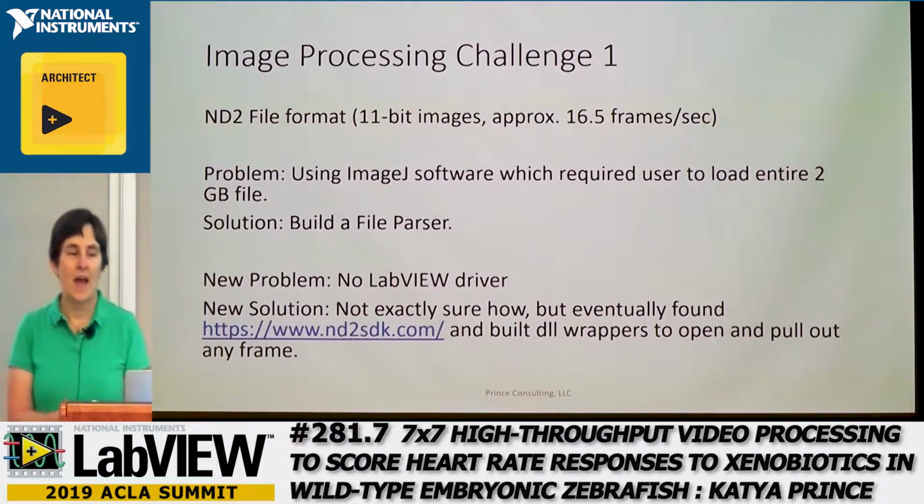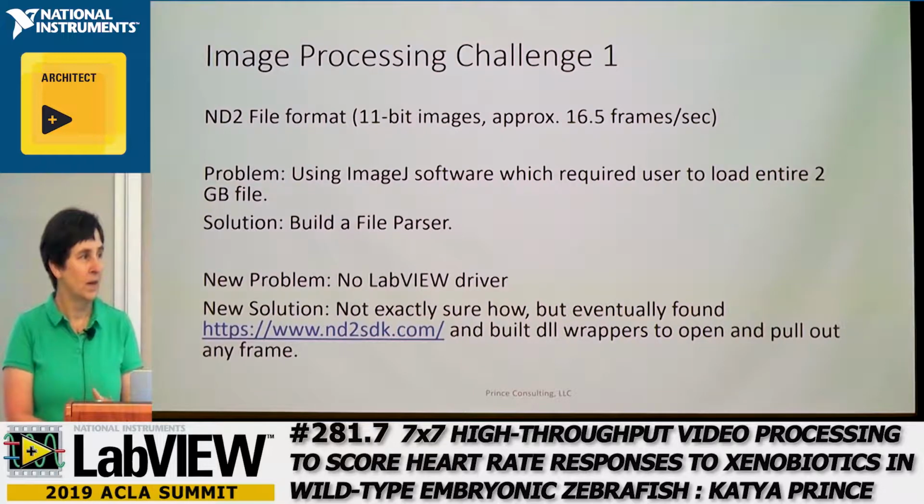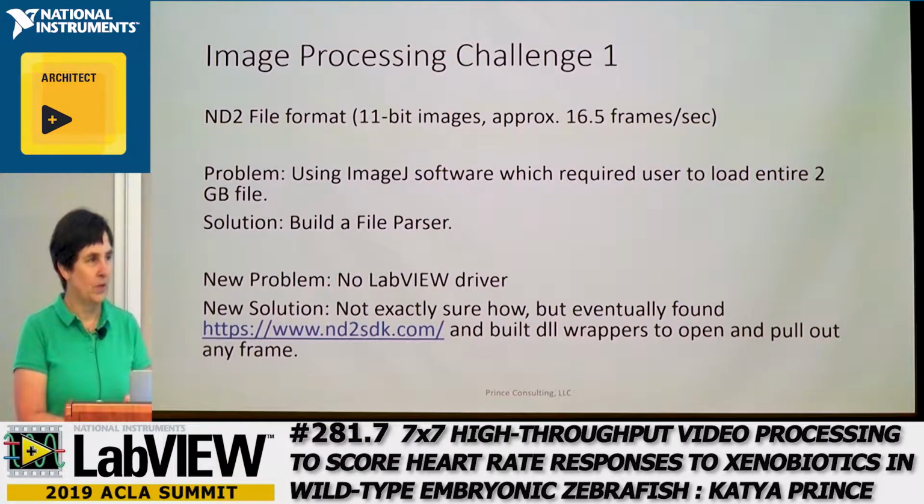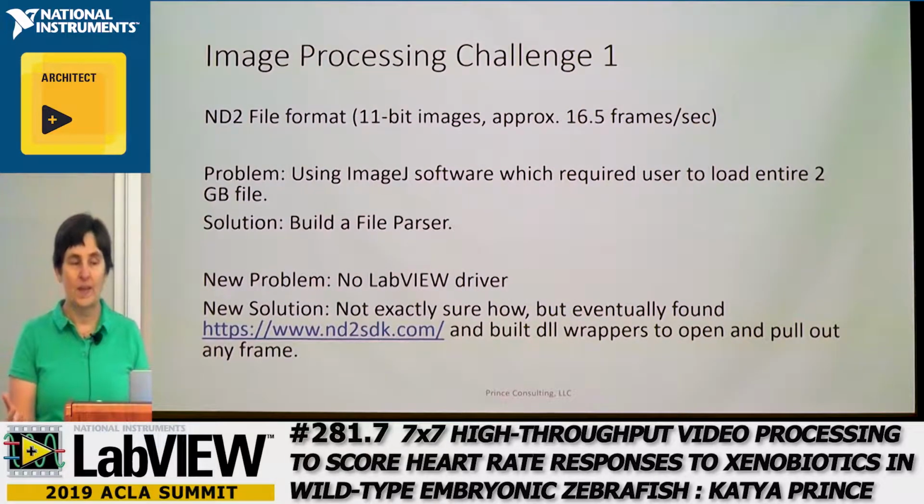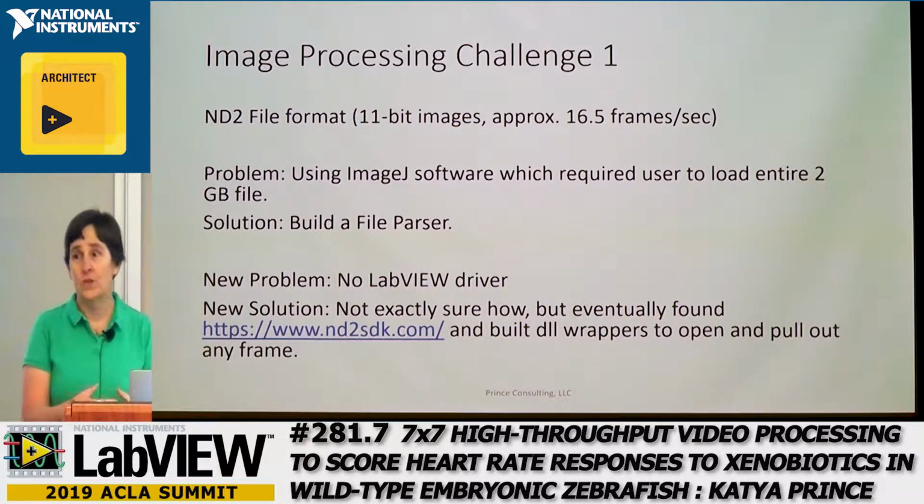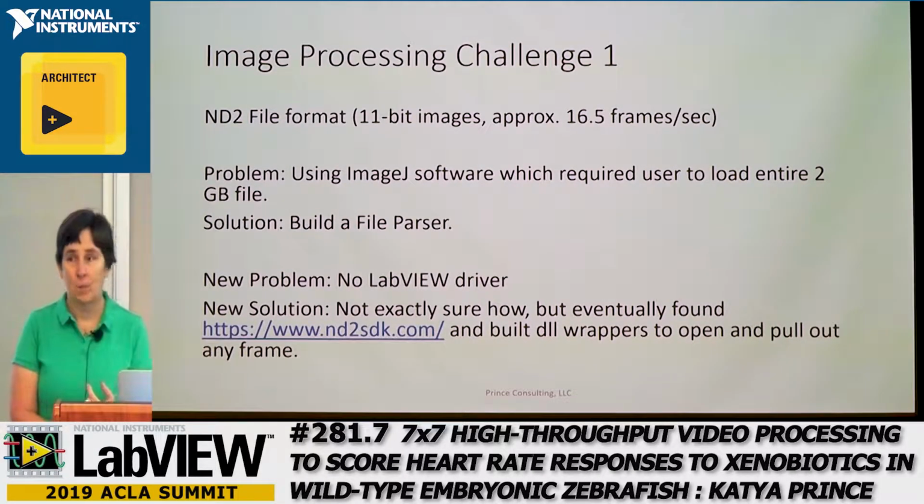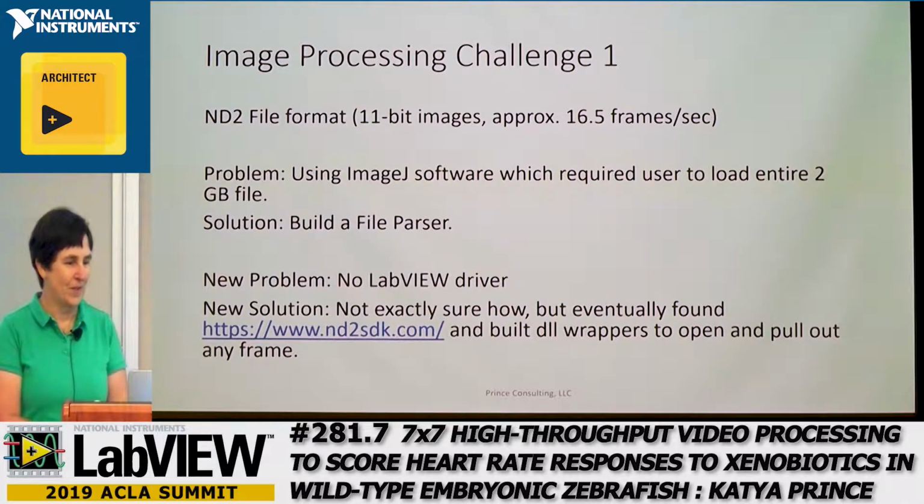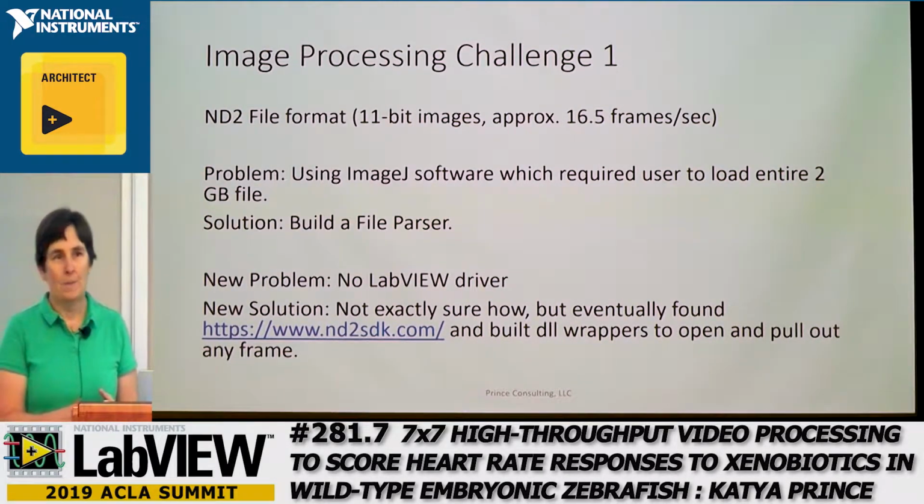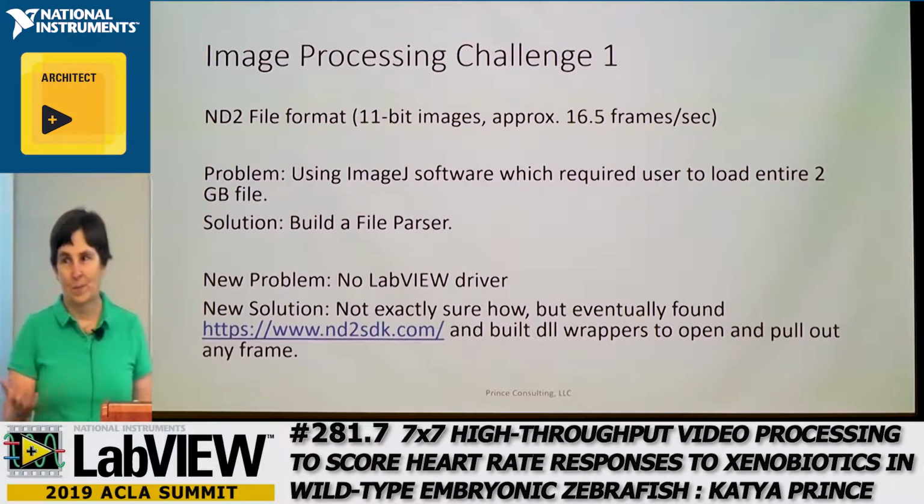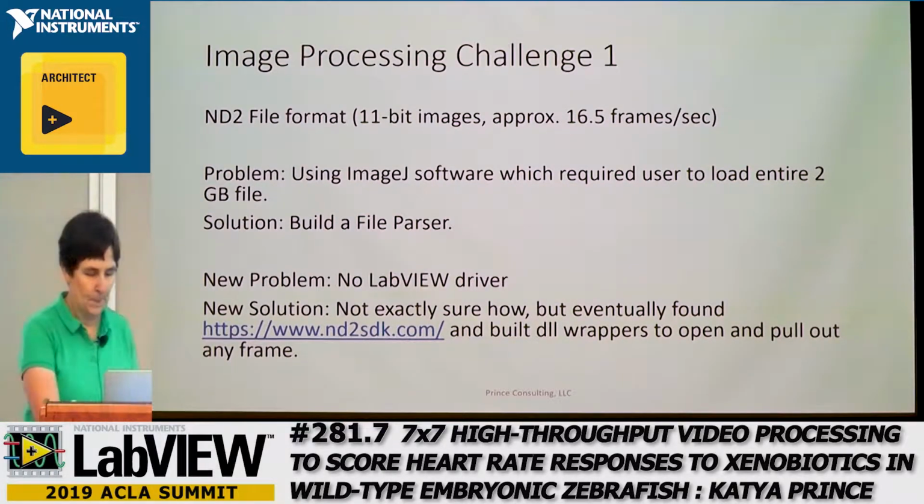The challenges that they had was that this ND2 file format is basically a stack of images. It runs about 2 gigs. And the package that they were using was ImageJ. They could look at these files, but they had to bring the entire file into memory, which took a huge amount of time. So what I did was I had to build a file parser for that, which of course didn't exist. So I had to run around the internet and eventually found the DLLs I needed to do that. What that allowed me to do was go in and pick out a single frame at a time. That gave me a lot more speed and flexibility, not having to load the entire file.